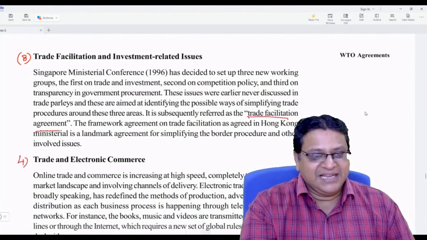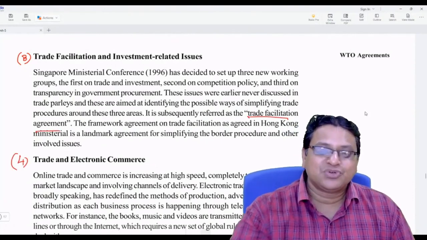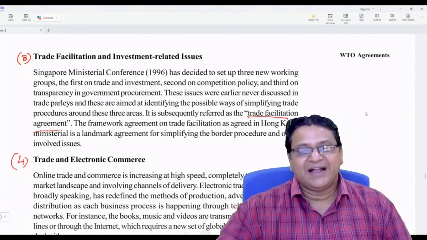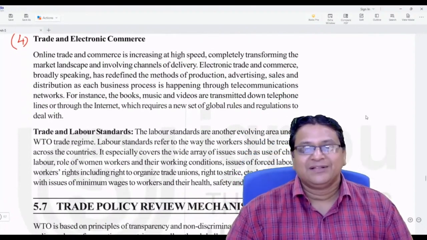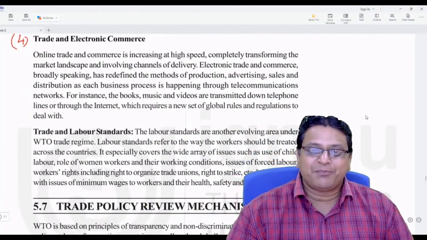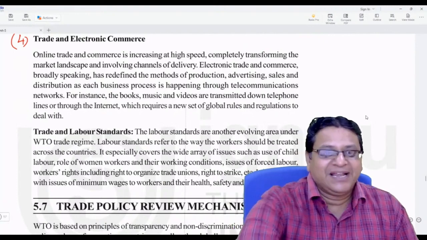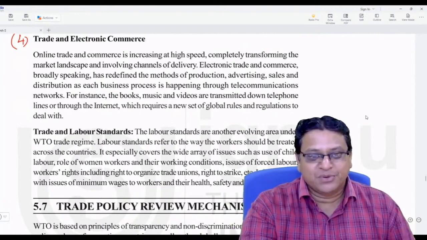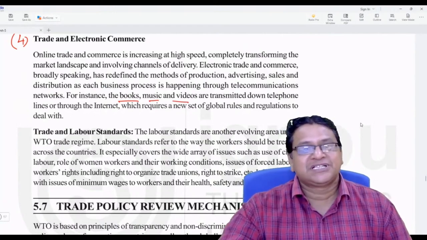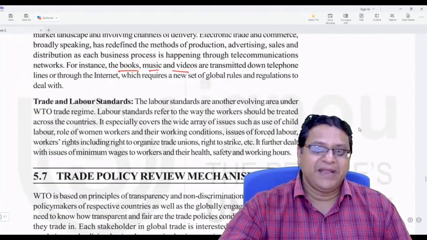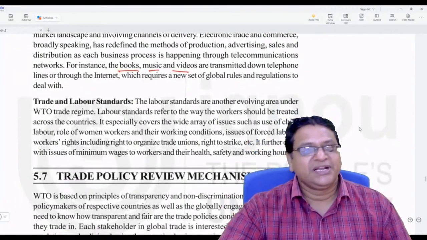Next, trade and electronic commerce. Nowadays, most of the commerce or trade is made electronically, where the payment is made electronically. So many products are bought and sold online, like books, music, videos. How rules and regulations for international trade of this electronic commerce will be made, that is a burgeoning issue in WTO.